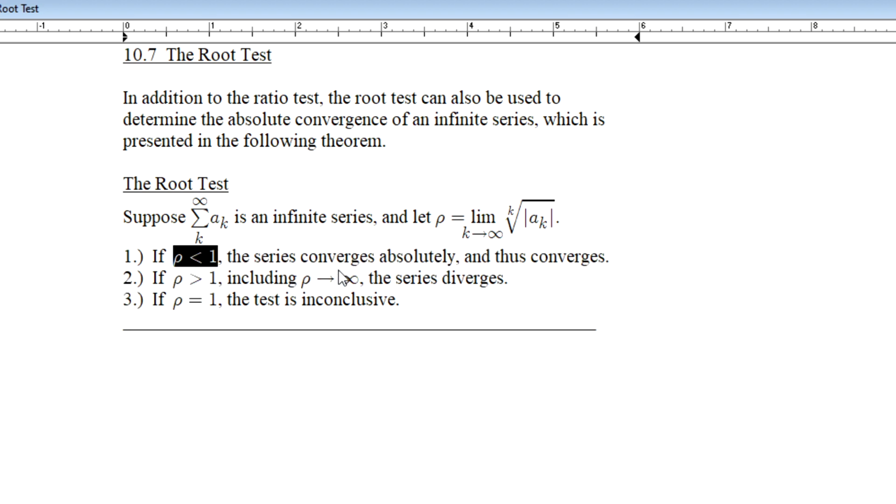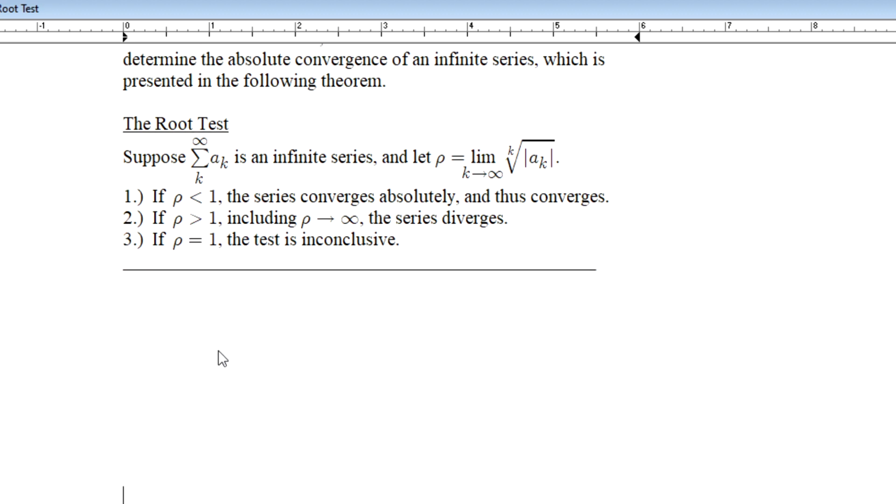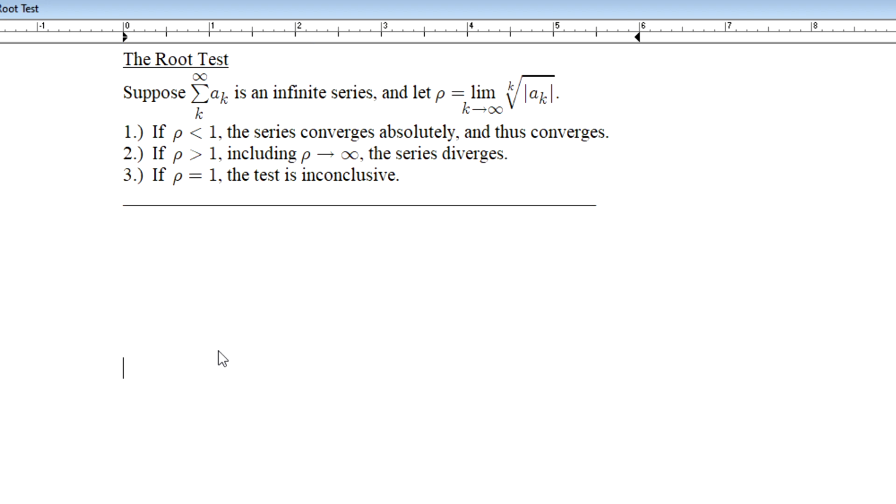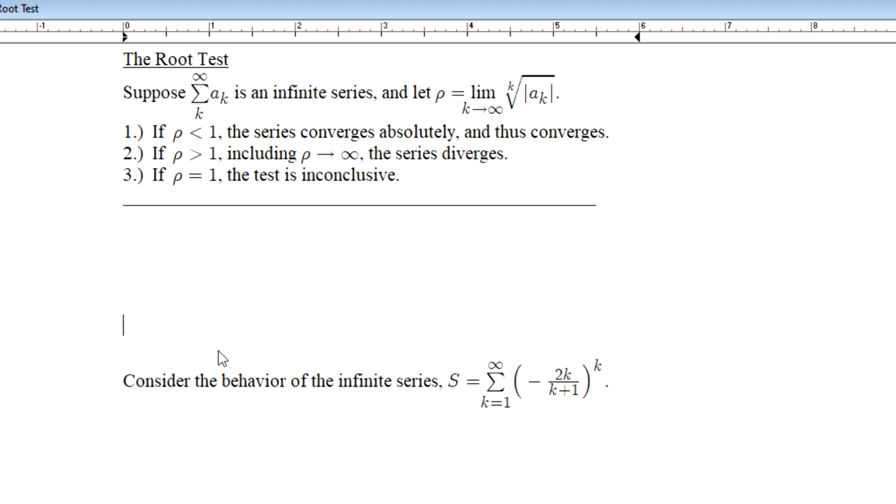If rho is less than 1, the series converges absolutely and thus converges. If rho is bigger than 1, including the case where we have an infinite limit, rho heads to infinity, the series diverges. And if rho equals 1, the test is what we consider inconclusive. All right, take note, folks. So let's look at our first example. Bring this up into view here.